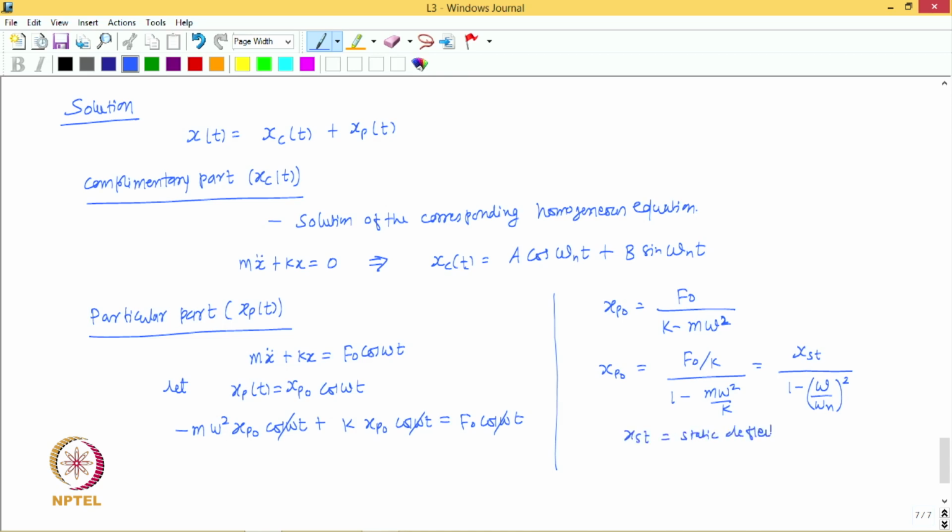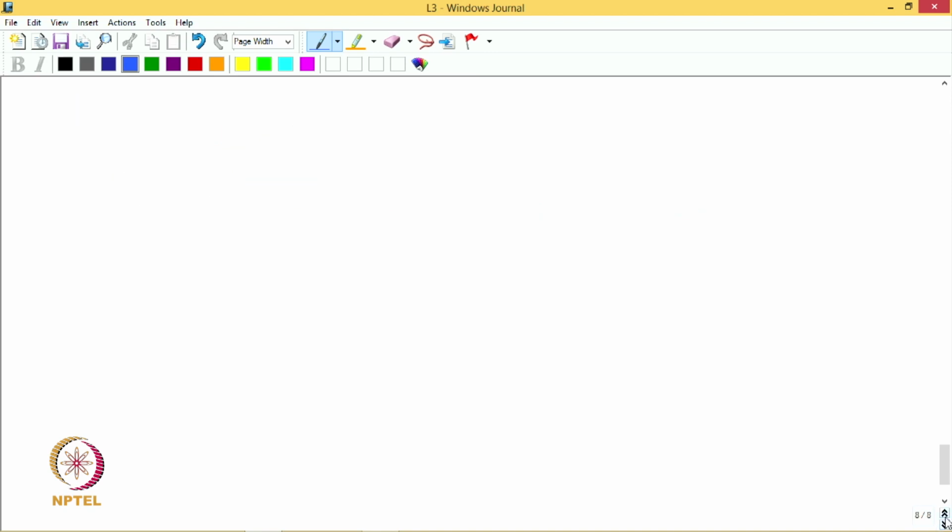So here we have used the symbol x_st in the subscript, though in the previous case we called it delta. So both are the same, static deflection, which is equal to F naught by k. So either expression can be used to represent x_po, and therefore we now get the total solution. So this is the particular solution.